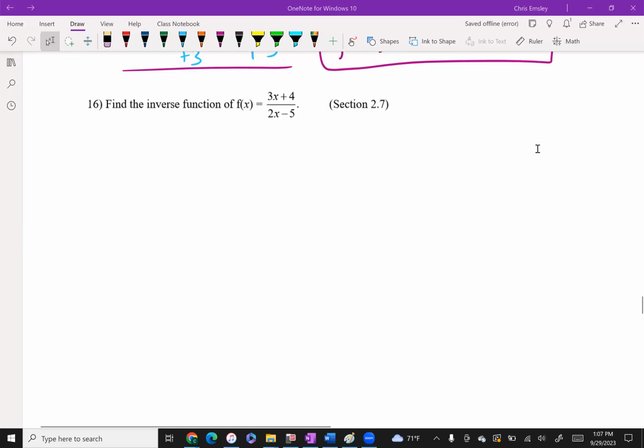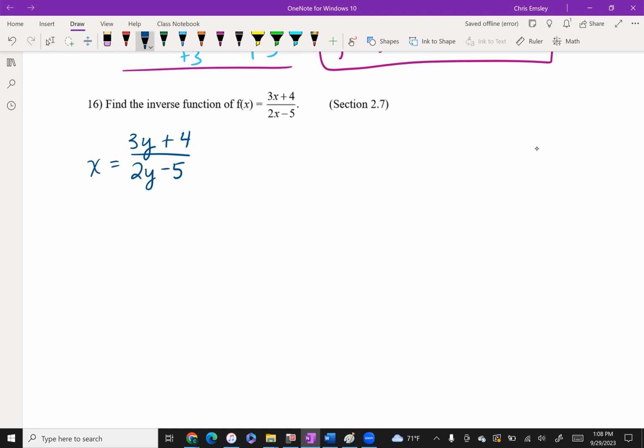Okay, number 16 is another inverse function. So again, the idea on inverse functions, we want to swap out our x's and our y's. So this f of x becomes x equals, and then replace both of those x's with y's. We then need to solve for that y.